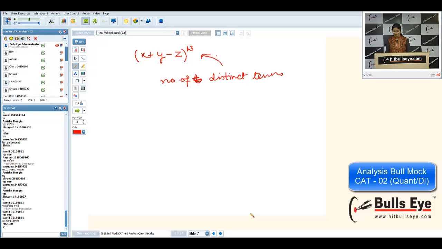No, not 14, Manish. You are applying the binomial concept, but this is trinomial. I mean with 3 terms. No, this is not. 15C2. Abhishek, can you write the explanation? Very nice. 15C2.